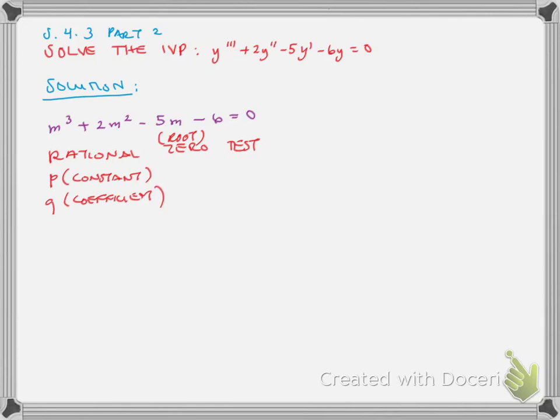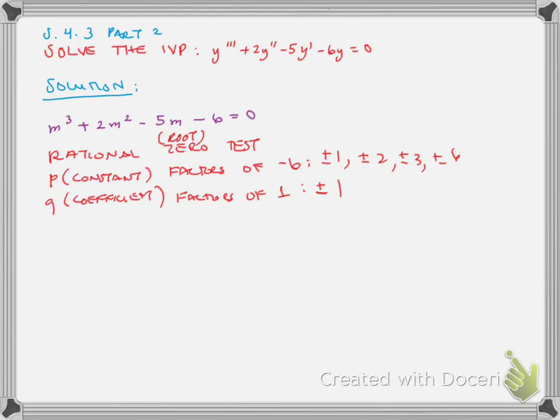And you take the factors of both numbers. In this case, P, the constant, is -6, and Q is 1. So the factors of P are plus or minus 1, plus or minus 2, plus or minus 3, and plus or minus 6. And for Q, it's just plus or minus 1.